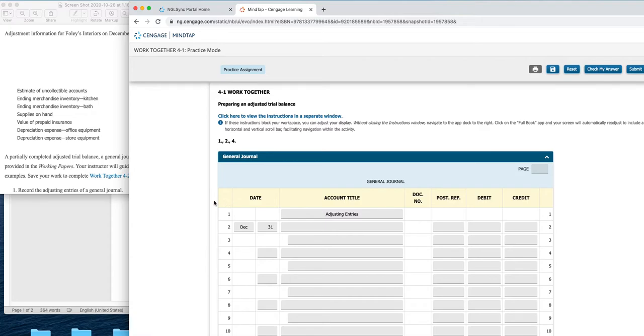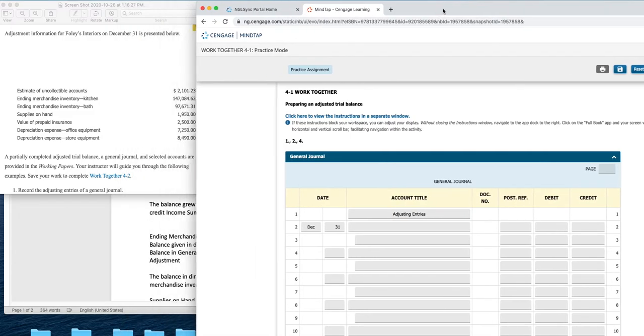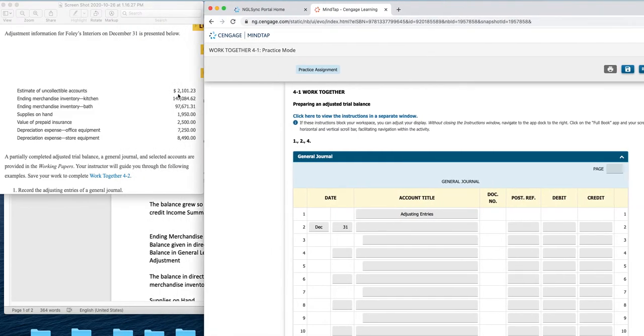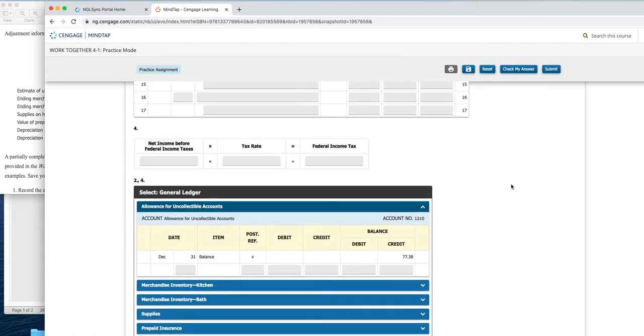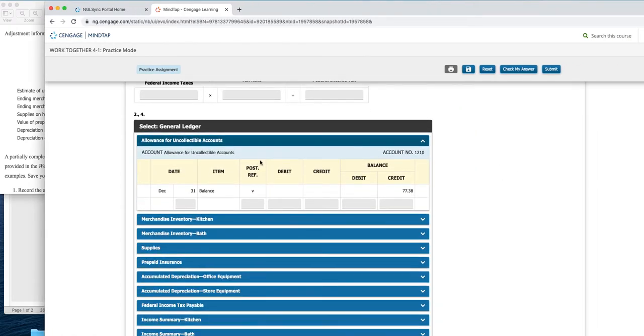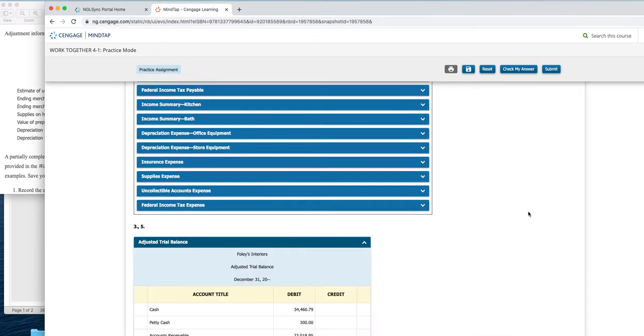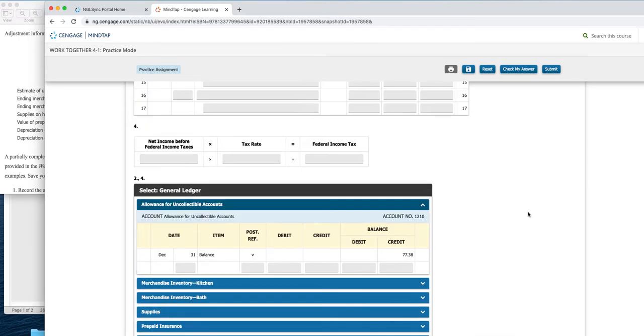So the first one we do is uncollectible accounts. They have an estimate here of $2,102.23. Down here, they have it open for you. They have all these ledger numbers that we need to use. The first one says 7738. That's the balance of allowance for uncollectible accounts.